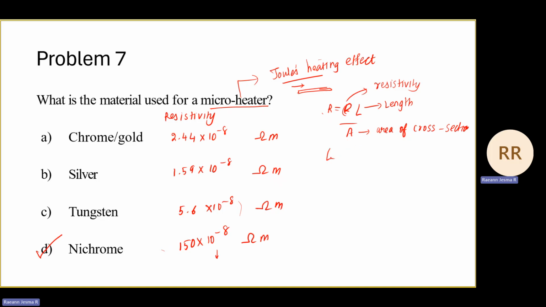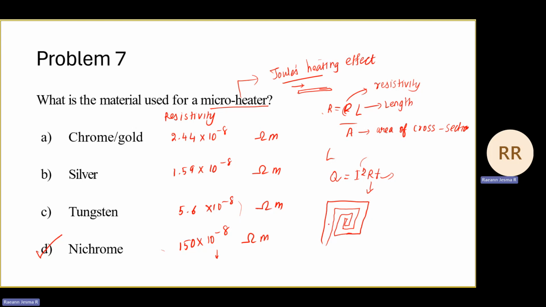The amount of heat generated by the Joule's heating effect is given by I squared R into T, where T is the time, I is the current flowing through the wire, and R is the resistance of the wire. So generally we need a material with very high resistivity and also a very large length. If you look at some figures of micro heaters, you would see that they have this kind of structure, something like this.